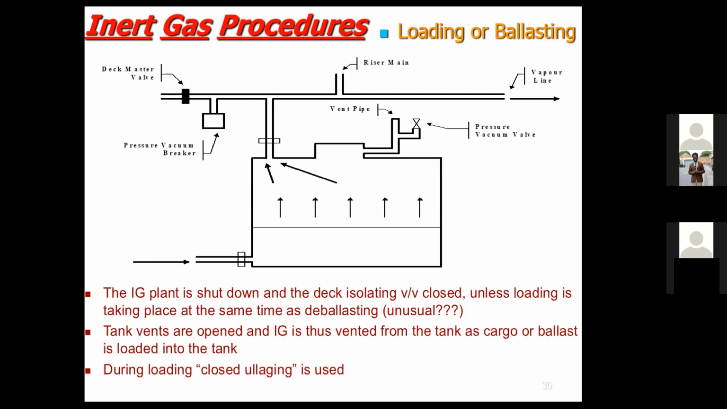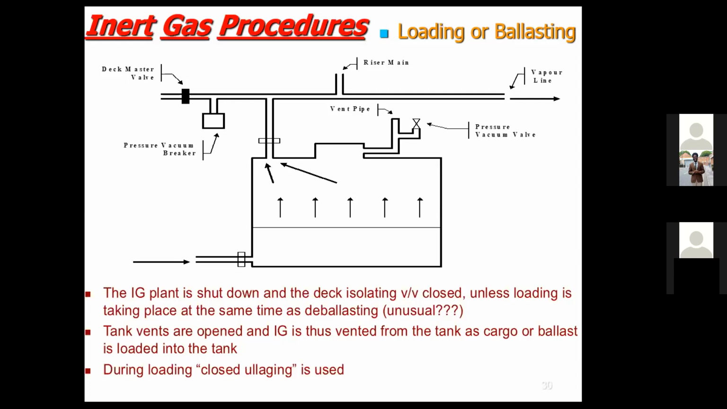So generally, when the IG plant is shut down and the deck isolating valve is closed, that is when you are in dry dock now, because the IG system is shut, the main isolation on deck is shut, and the individual IG branches to all the tanks are shut. The reason they are shut is to prevent accidental opening of the valve, which might cause the inert gas to flow while people might be working in the tank. It might lead to fatality. So it's very important.